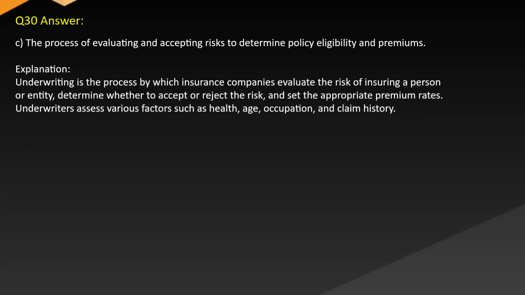Answer: C. The process of evaluating and accepting risks to determine policy eligibility and premiums. Explanation: underwriting is the process by which insurance companies evaluate the risk of insuring a person or entity, determine whether to accept or reject the risk, and set the appropriate premium rates. Underwriters assess various factors such as health, age, occupation, and claim history.